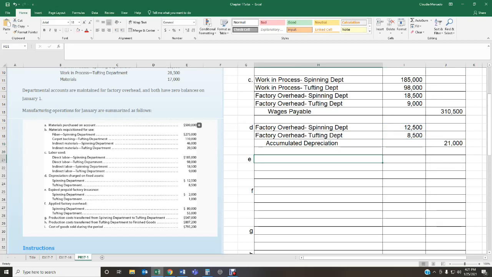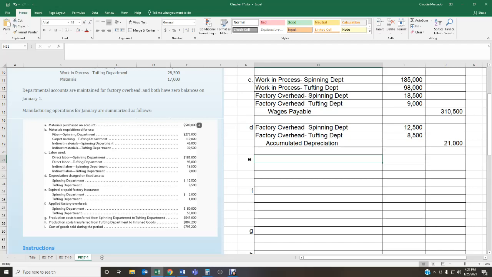Letter E, we have expired prepaid factory insurance. So our insurance on the factory. Anything that is not direct materials or direct labor goes into factory overhead. Anything associated with the factory, this could be the taxes on the factory, the insurance on the factory, the depreciation on the equipment of the factory, anything of that nature is factory overhead.